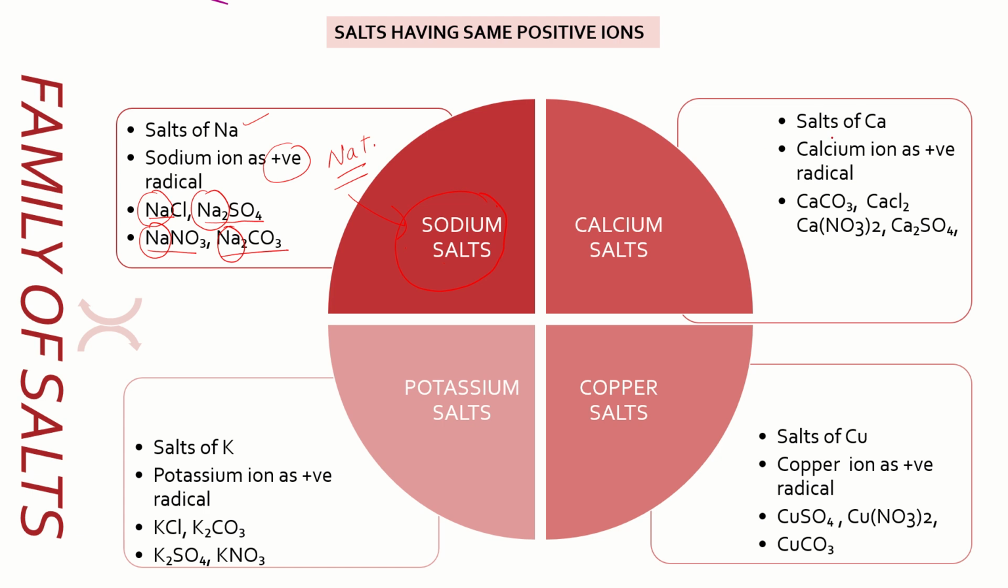Similarly, salts of calcium contain calcium as a positive ion. Calcium carbonate, calcium chloride, calcium nitrate and calcium sulfate all have the common cation, the calcium ion. That is why they belong to the family of calcium salts.